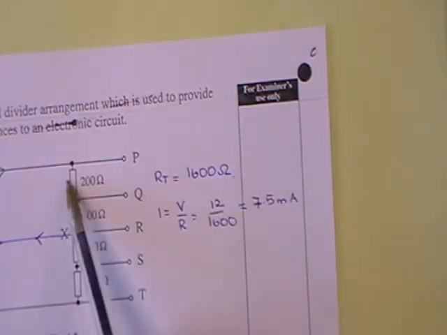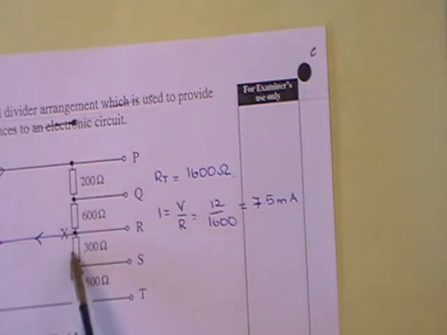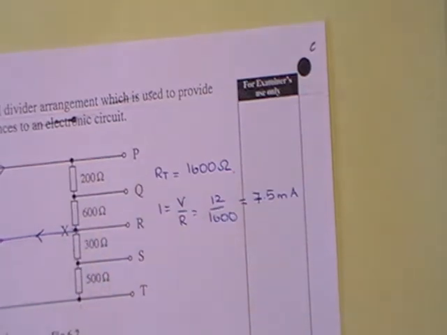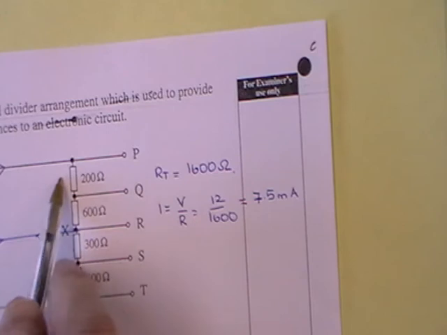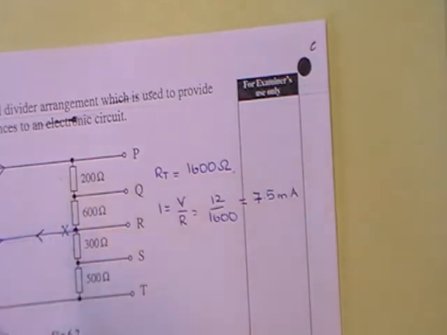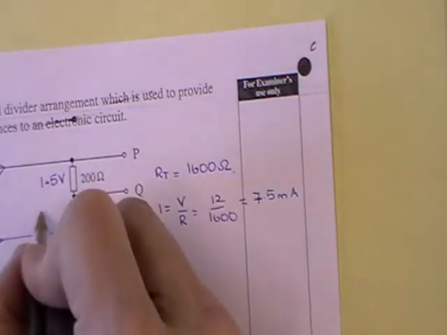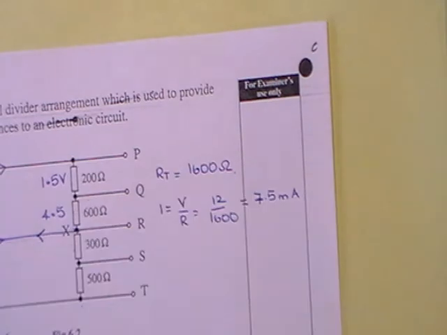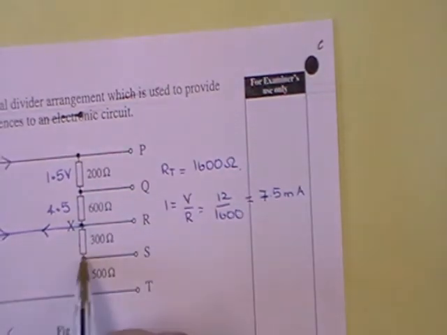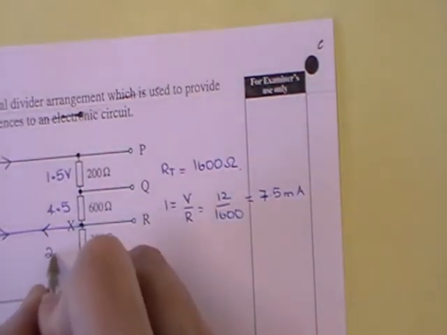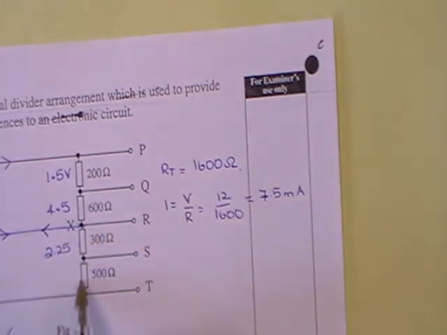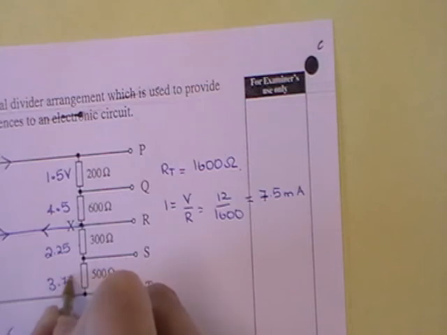Therefore, across each one, all you need to do is multiply each resistance by 7.5 milliamps. If I'm just going to write them over here, the first one is 200 times 7.5 milliamps, which is 1.5 volts. The second one is 4.5, and you can check this calculation yourself. 300 times 7.5 milliamps is 2.25, and 500 times 7.5 milliamps is 3.75 volts.